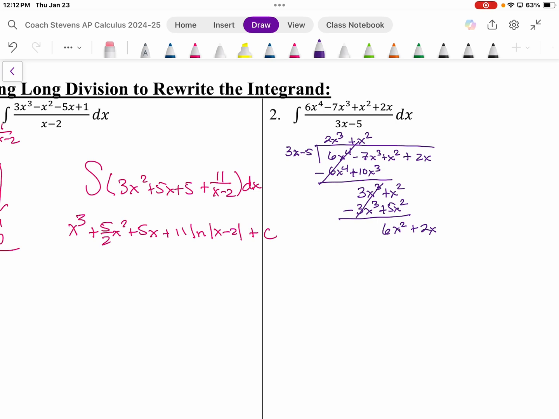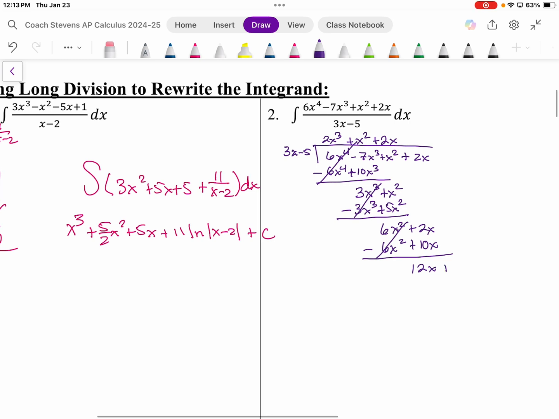What do I multiply 3x by to make it a 6x squared? Plus 2x. Gives me 6x squared minus 10x. Multiply through by a -1 to swap the signs. 6x squareds cancel. I get 12x. My degrees are still equal. There's no other term, so it's like when we put the decimal point in a 0. We just have plus 0 is what we bring down. Okay? That's all we're doing.